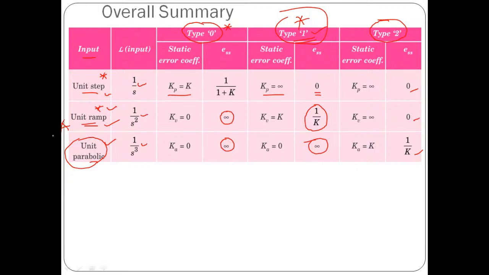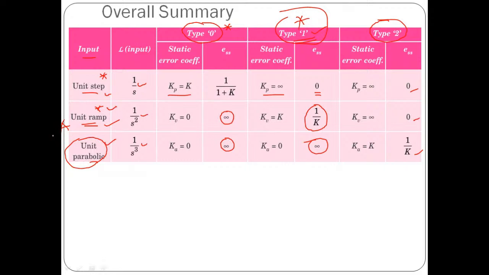So I want everyone to please note down this. This is the final conclusion: how we can calculate the value of steady state error, and how the steady state error is going to vary if you change the nature of the input excitation signal and the type of system.